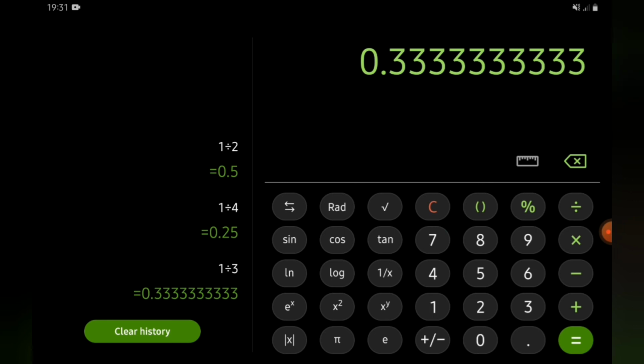Okay, so using a calculator is another way to convert any kind of fraction to decimal. Okay, but this is only additional information, but still we have to know how to do it manually.